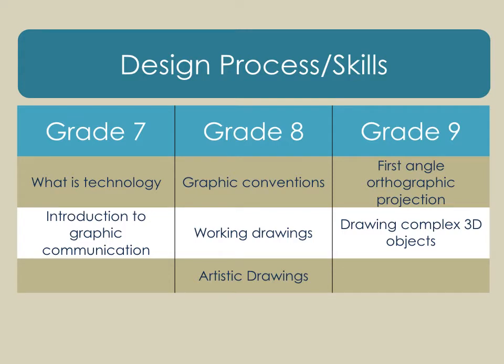Your design process and skills. In grade 7, they look at what is technology and an introduction to graphic communication. In grade 8, they look at graphic conventions, working drawings and artistic drawings. And in grade 9, they look at first angle orthographic projection and then drawing complex 3D objects. So you'll see how it's spread. It builds. Grade 7 is the fundamentals and the basics, and then grade 8 and 9 builds on grade 7.